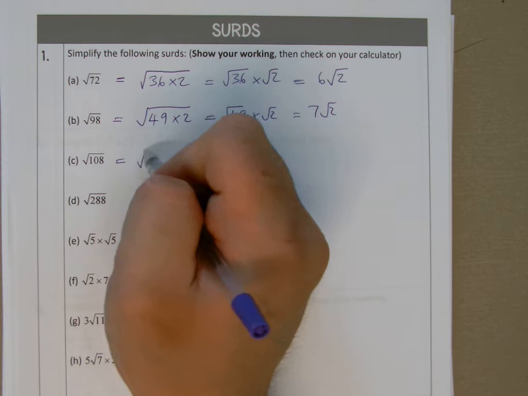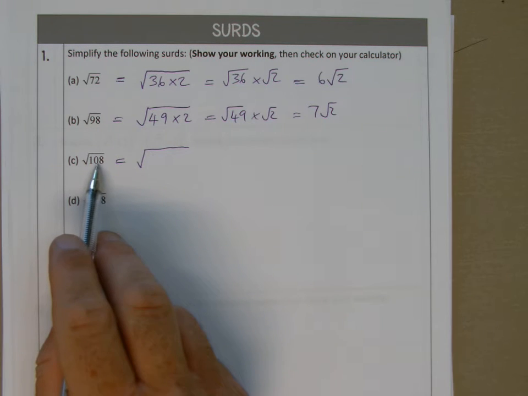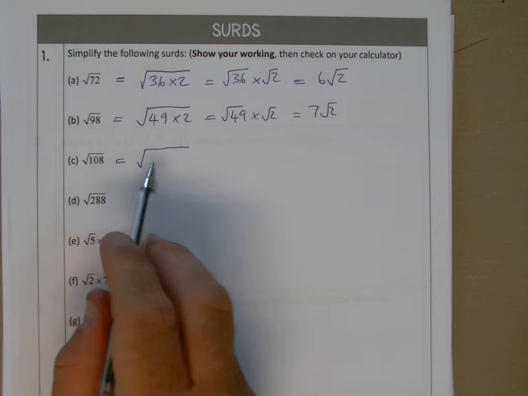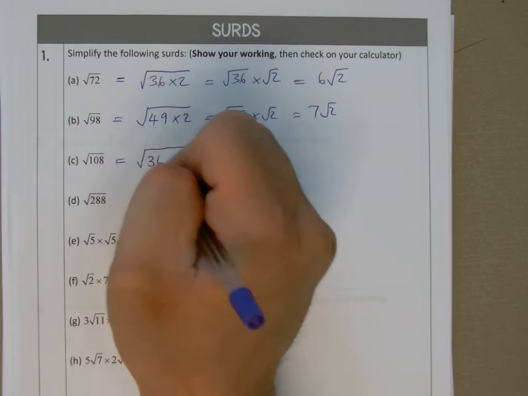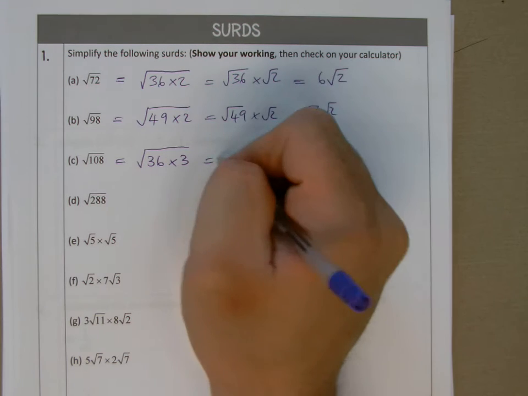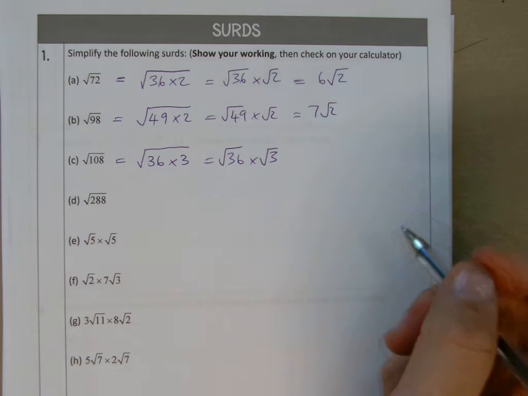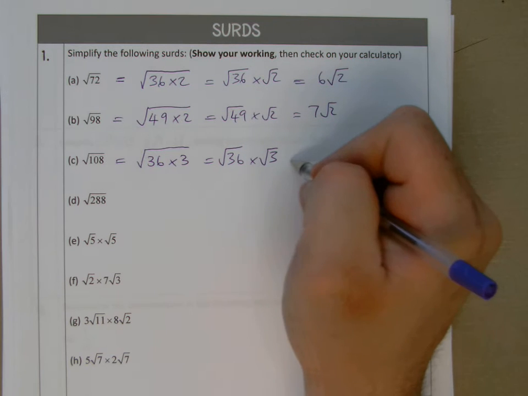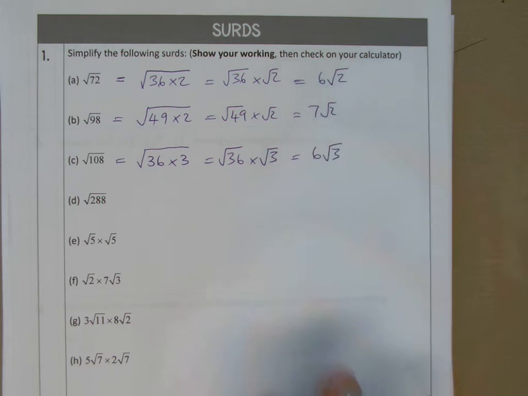108. This time, if I did 2 times 54 gives me 108. So that doesn't quite give me what I want, because 54 isn't a square number. But 3 goes into 108 36 times. Okay, so again, I've got 36 times 3 to give me 108. So root 36 times root 3, or root 36 then will be 6, and then root 3.